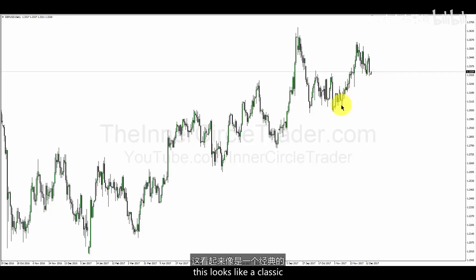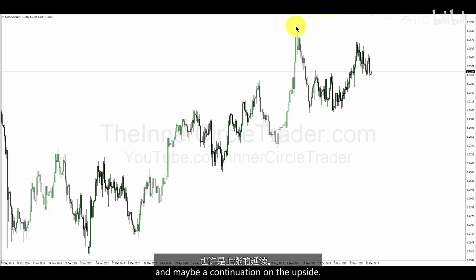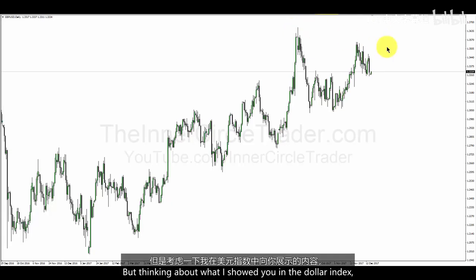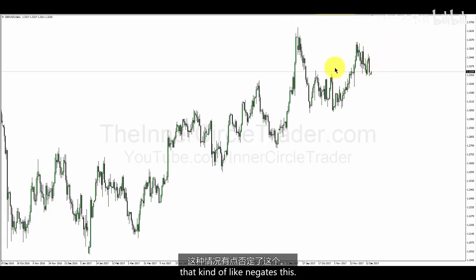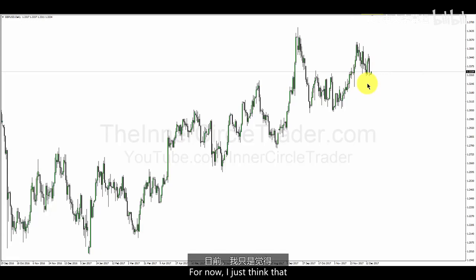Now, this looks like a classic chart pattern where folks would probably see that as maybe a bull flag and maybe continuation on the upside. But thinking about what I showed you in the dollar index, that kind of negates this. Doesn't mean it can't spike up there and do whatever it wants to do and run against the scenario with the dollar index. For now, I just think that we may end up seeing this thing go sideways still, or try to make an attempt to go back below these equal lows here, because we've already cleared out the equal highs, spent some time up here, no follow through yet.